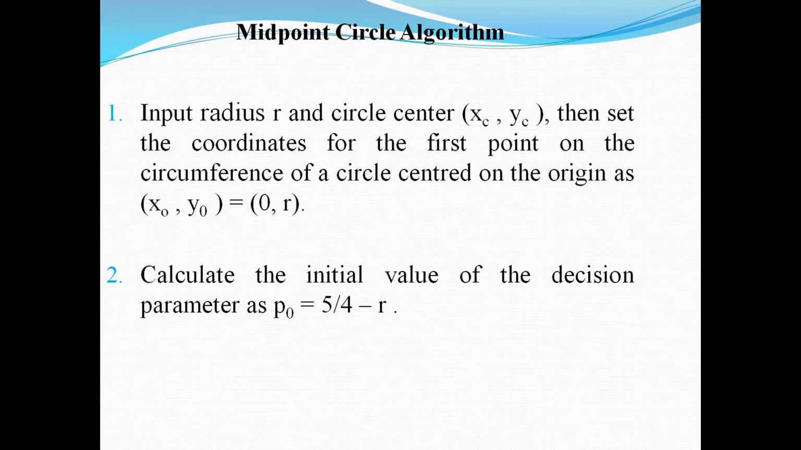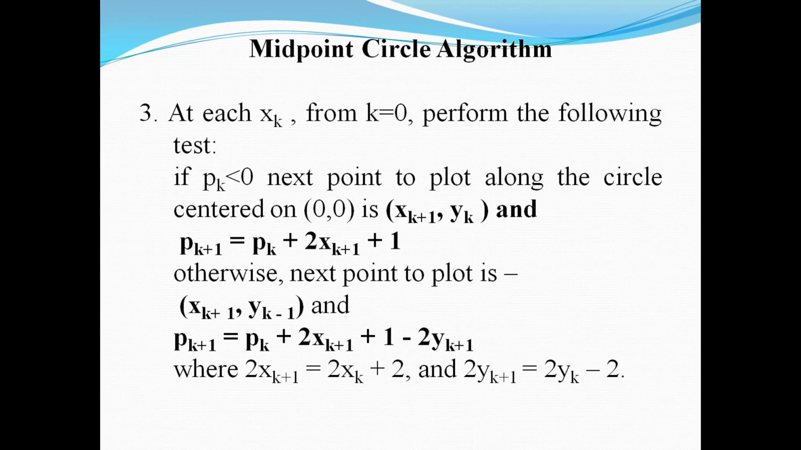Step 2 says calculate the initial value of the decision parameter. The variable p, which we have seen in the earlier diagram, its initial value is calculated by the formula 5 by 4 minus r. So the next point to be plotted would be decided by the value of this parameter p0. This is the most important step in the entire algorithm.